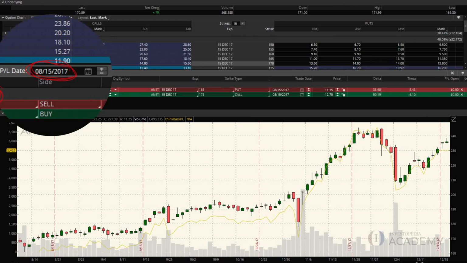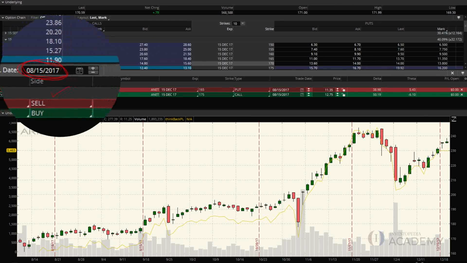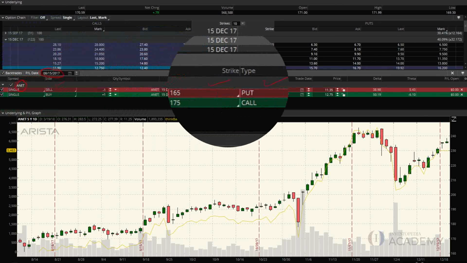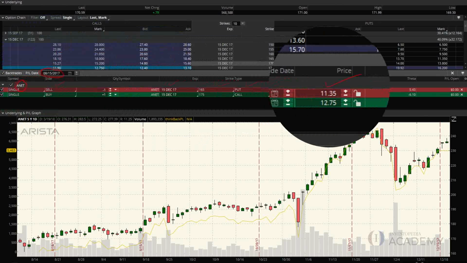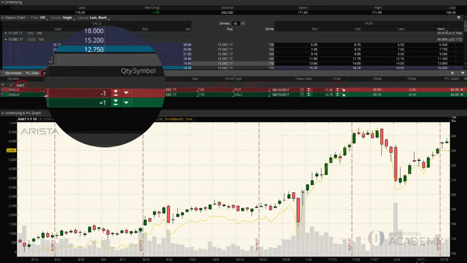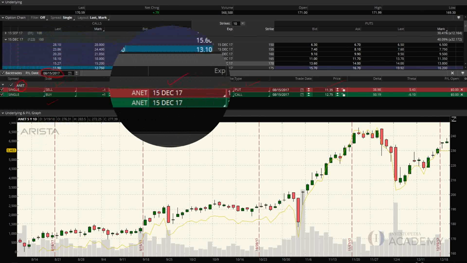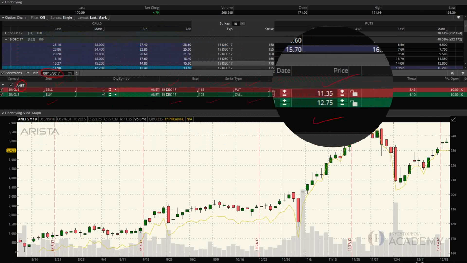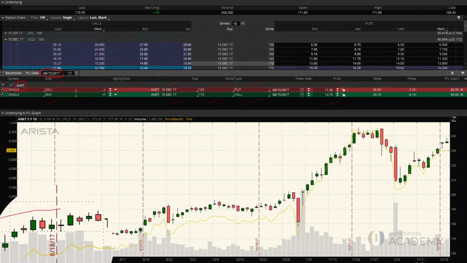Well, I'm going to sell one of the December 165 puts, and I'm going to collect $11.35 in premium. And then at the same time, I'm going to buy one of the December 175 calls, and I'm going to pay $12.75. This is going to be a net debit because I'm overall paying for this structure. But let's look at how the stock actually plays out.